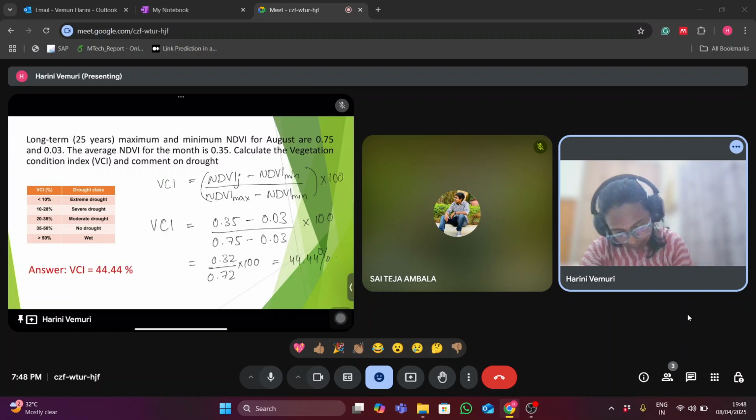So if you see from this table, the VCI value is lying in this range. That means there is no drought condition.